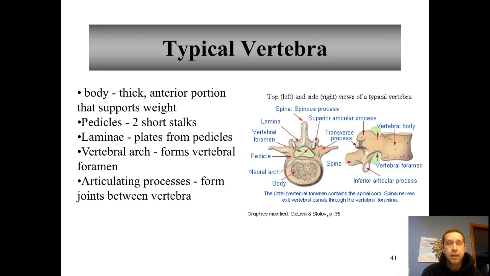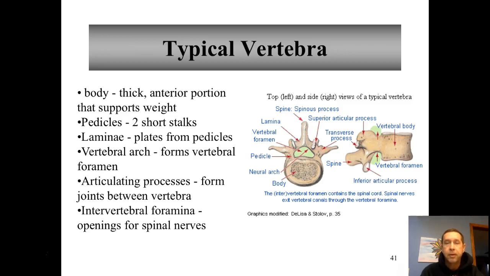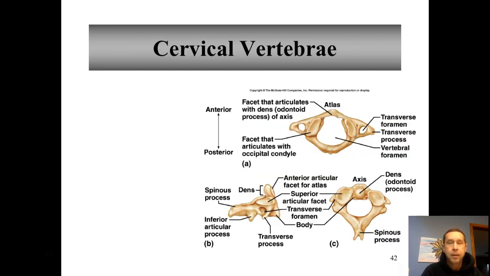The articulating processes form the joints between the vertebrae. The intervertebral foramina are openings where the spinal nerves connect with the spinal cord and project out from the spinal cord and out from the vertebral column. So the cervical vertebrae, like we said, are in the neck. There's 7 of them. The first 2 are unique in that they form a unique joint. They have a unique structure that's different from the other cervical vertebrae.